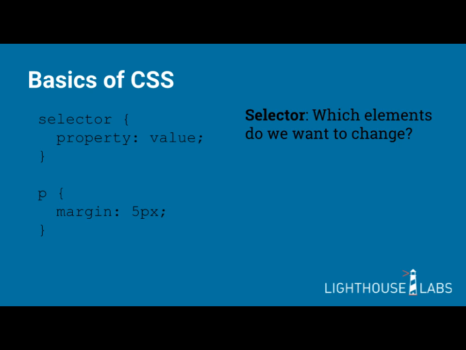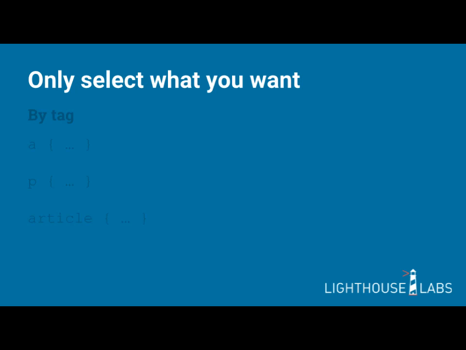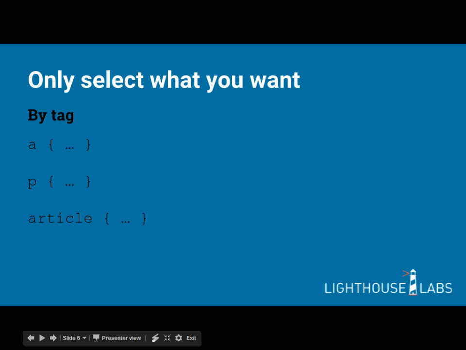So which elements do we want to change? That's the selector. There's different ways to specify selectors. We're going to talk about classes and IDs, these attributes. The property is what we're going to want to change. This is like the HTML attribute. The value is that new value. This is how you quantify that change, how you specify that change. Only select what you want. By tag, some very common tags here. A, P, article. You could also do body, H1, H2, whatever you want.